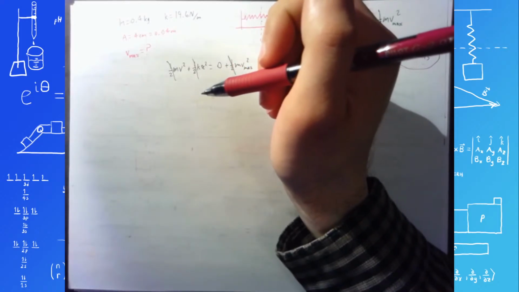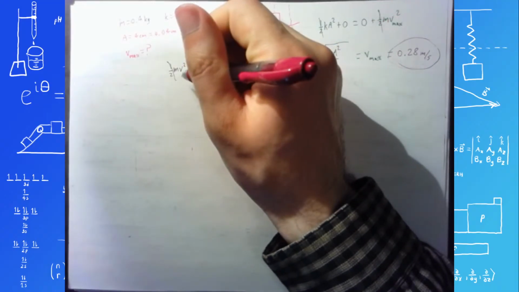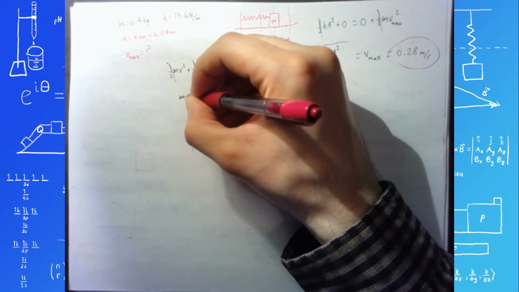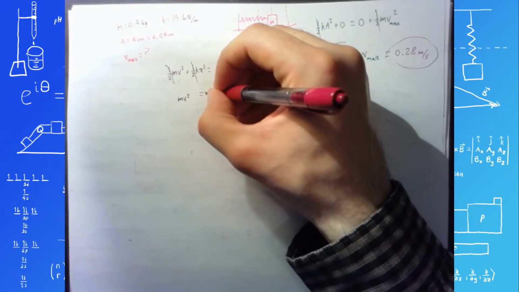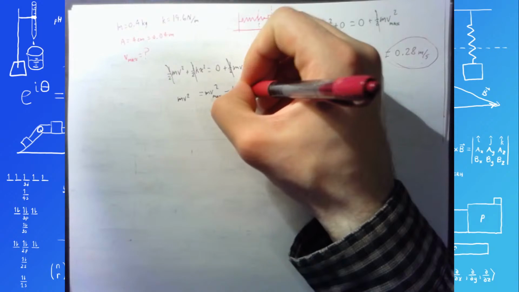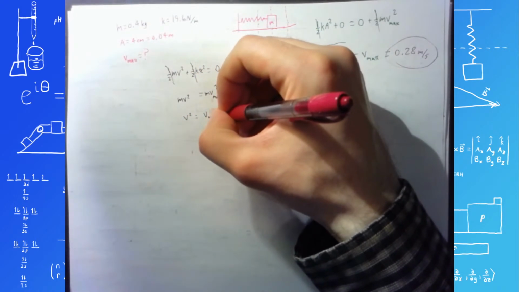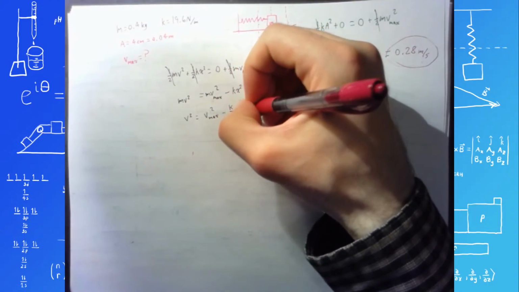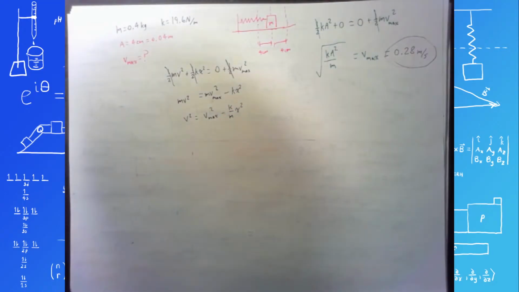Okay, and we were calculating what again? We were calculating v. So subtract kx squared and divide by m. I'll do that in two separate steps. So mv squared equals mv max squared minus kx squared. And then if I divide by m, v squared equals v max squared minus k over m x squared. And then take the square root on both sides.